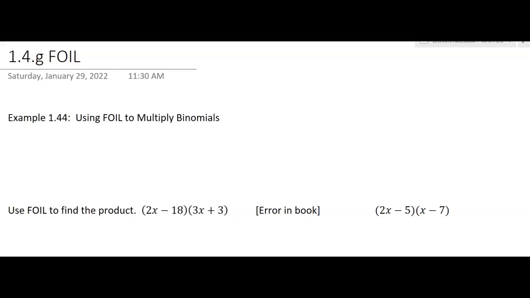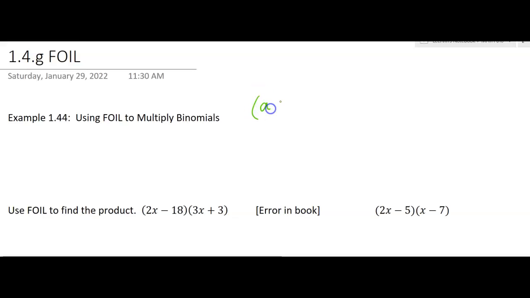So when we work with polynomials, a lot of times we have to be able to multiply binomials. And there are different methods. I'm going to show you the FOIL method. They show that in the book. It's the method that I like. Anyway, maybe you've seen it before.